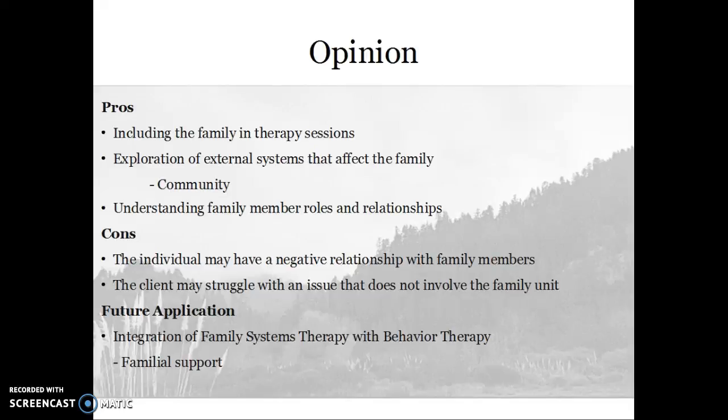However, I find that family systems therapy may not be a therapeutic process in which every client would be willing to participate, especially when individuals may have negative relationships with their family members and they don't necessarily wish to integrate their family into therapy. In that situation, family systems therapy may not be the best option. An individual may also be struggling with issues that do not require the involvement of the family.